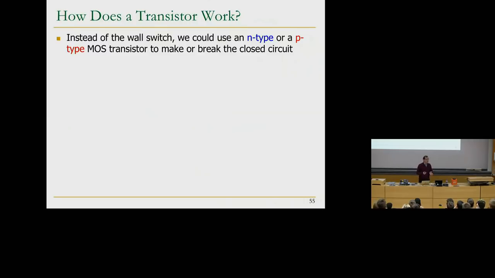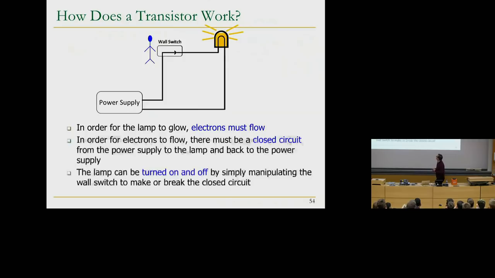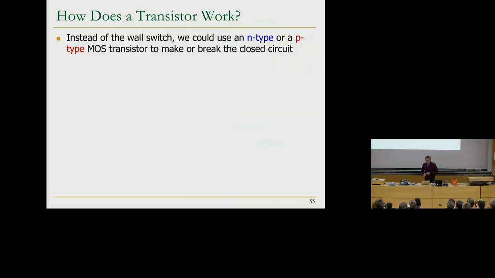So basically, instead of that wall switch that's over there, we're going to use a transistor. We could use an N-type or P-type transistor to make or break the closed circuit. Basically, keep it closed or keep it open. So this is our transistor abstraction. You have the gate, and you have the drain and source. You don't need to exactly know what the drain and source are. Those are different parts of the transistor. Maybe you know based on the course that you had, but I'm not going to hold you responsible for it.